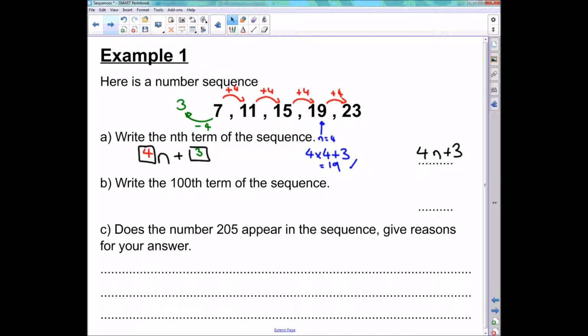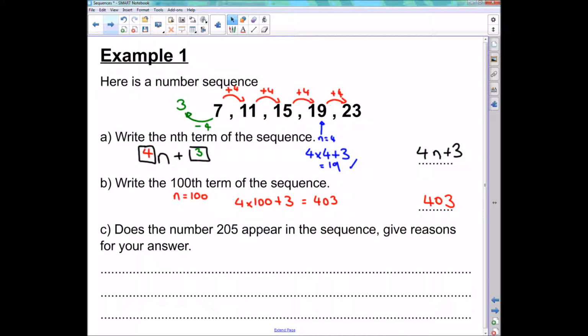Okay, so now it's asking me to write the 100th term of the sequence. For my 100th term, n is going to equal 100. So to find what the number is for the 100th term, I need to do 4 times 100 plus 3. 4 times 100 is 400, plus 3 is 403. So 403 is going to be my 100th term, which is a lot quicker than working out 100 terms in a sequence.